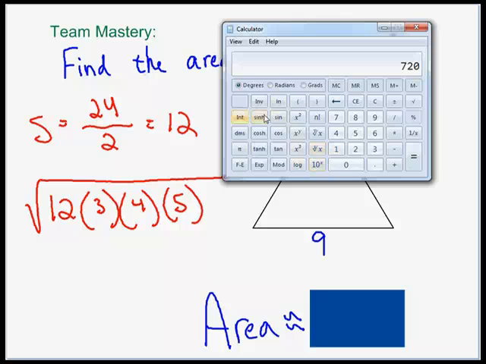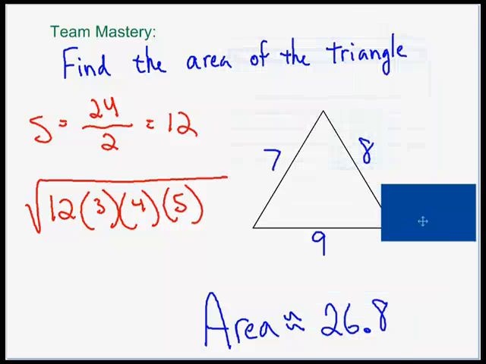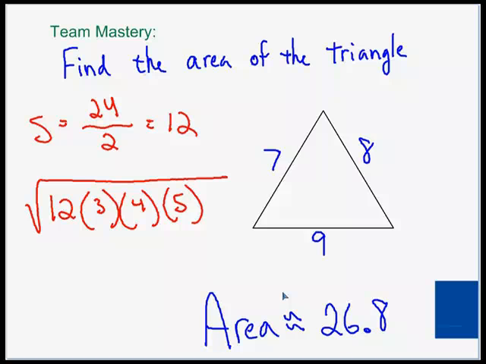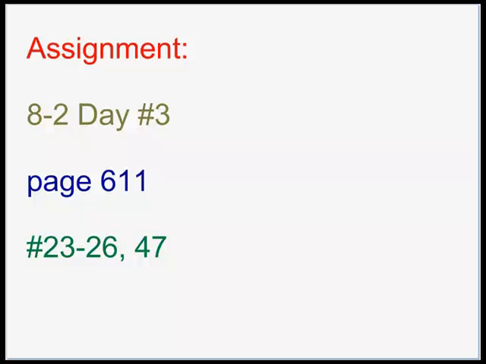Where is the square root button? There we go. And we get 26.83. 26.83 or 26.8 square units. The problems for this section here, page 611, 23 to 26, and number 47.